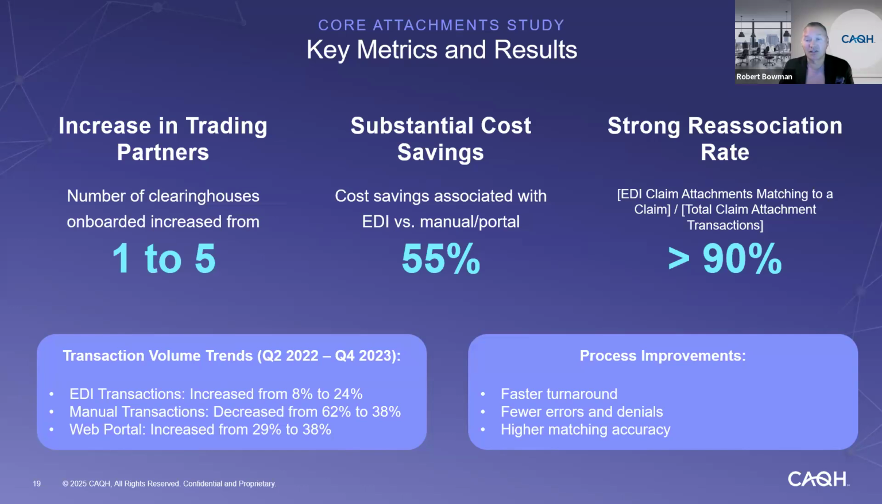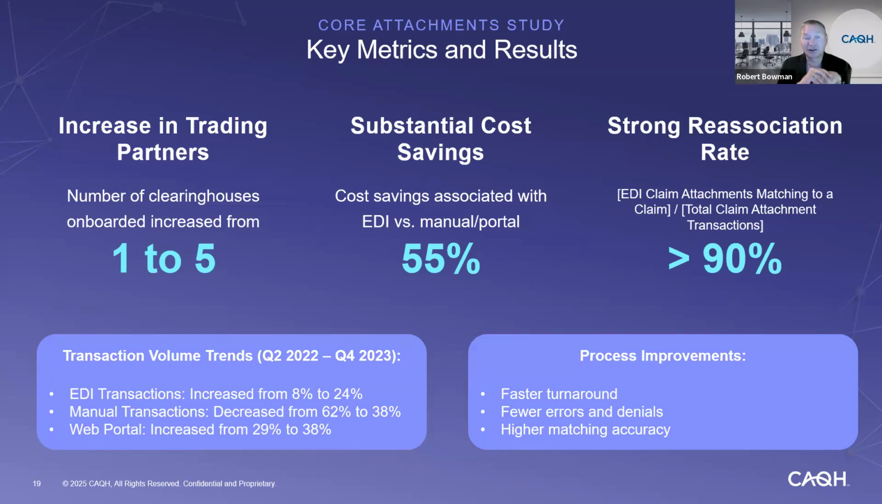They had a 55% cost savings in reducing the costs associated with EDI versus manual. So it's significant savings for the plan. And they were able to reassociate over 90% of the claims, which is significant compared to what you can imagine is a paper process, when the mail comes in with those attachments and they're being scanned and manually OCR'd and matched the good old-fashioned way. So again, huge increases in EDI transactions from 8% to 24% in just 2 years, I'm sorry, 18 months during the study. So this is a significant increase in just 18 months.